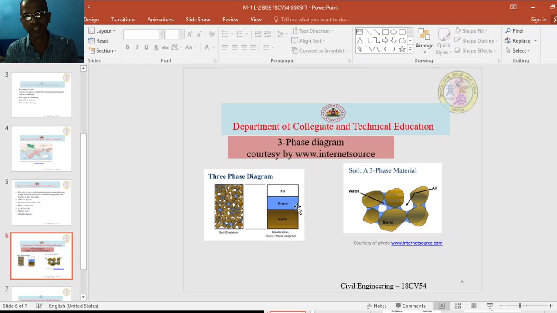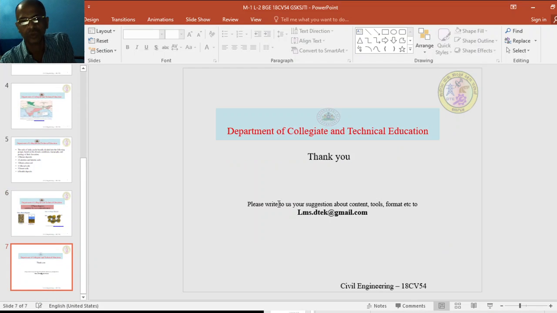If the entire void is filled by water, then it is 100% saturated, and it is a two-phase diagram. If it is filled by air, then it is 100% dry, and it is also called a two-phase diagram. So this is the presentation.